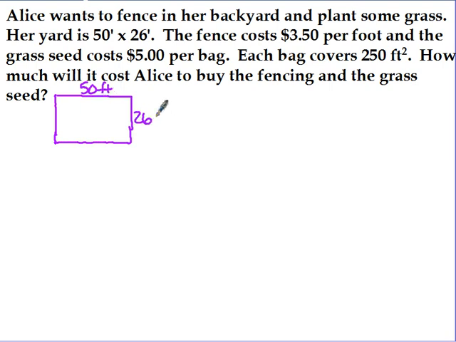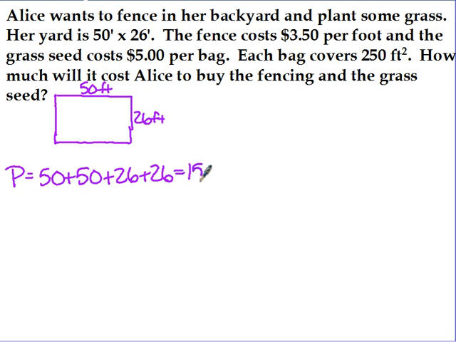Okay, now she's going to fence in her backyard and plant grass. So the fence will go around the outside, that will be perimeter, but planting the grass, she wants to cover the whole thing, so that's going to be area. So we have 2 different things going on here. So we'll worry about perimeter first, because that's the fencing. Okay, so when I find the perimeter, that'll be 50 plus 50 plus 26 plus 26. So that's going to be 152 feet.